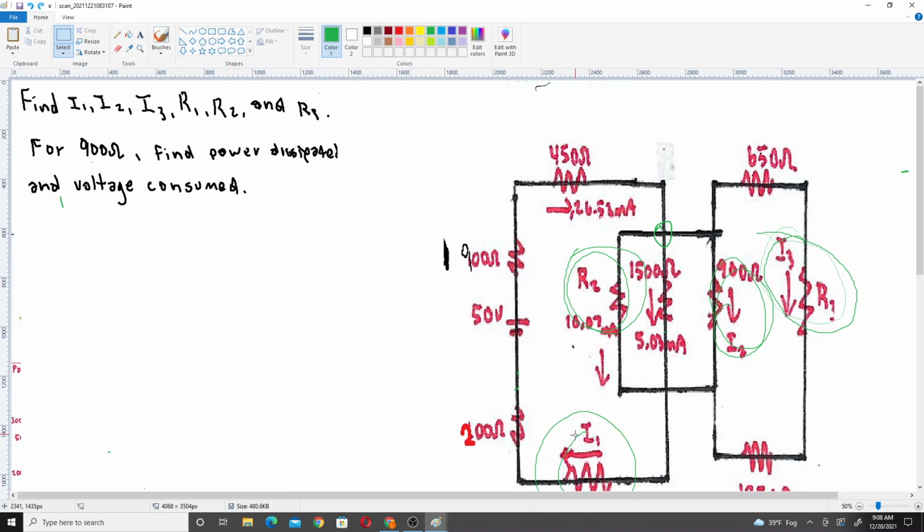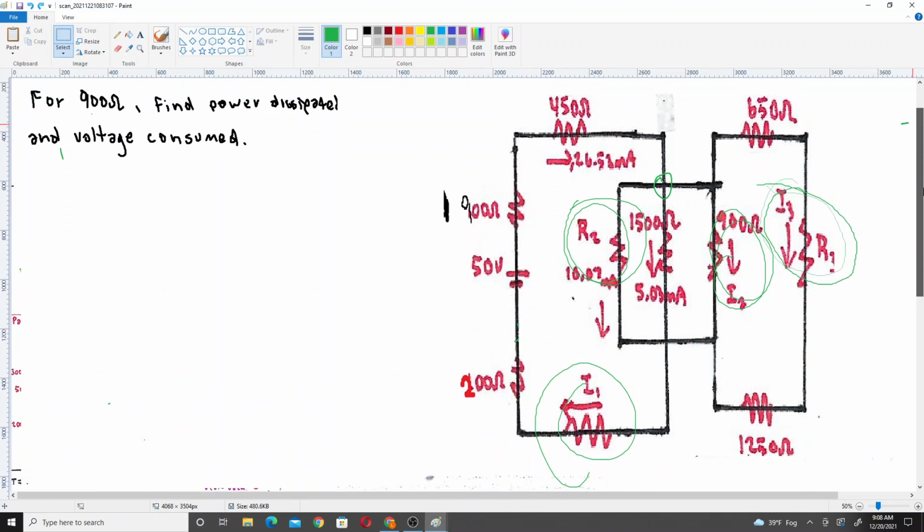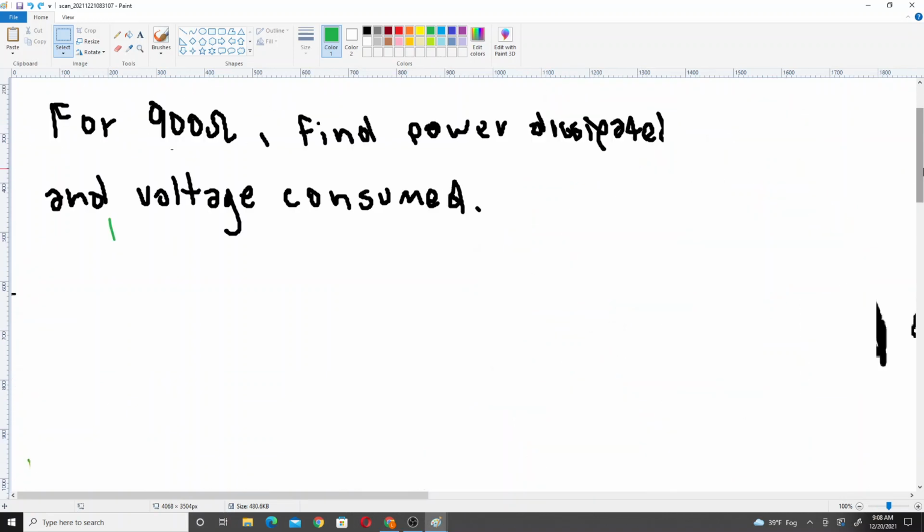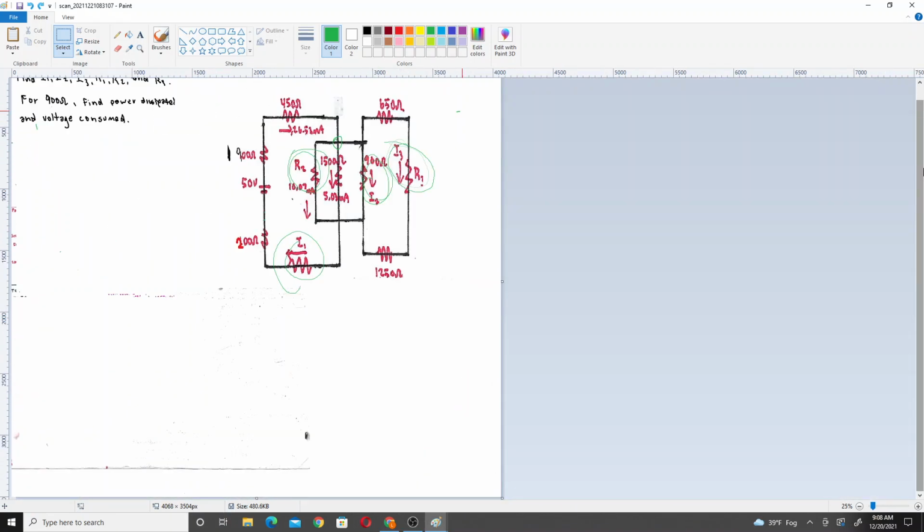So we're trying to solve for I1, which is down here. I'll back out a tiny bit so you can see it. I1 is here, I2 is here, I3 is here, and R1 is right here, R3 is here, and R2 is this one. All right.